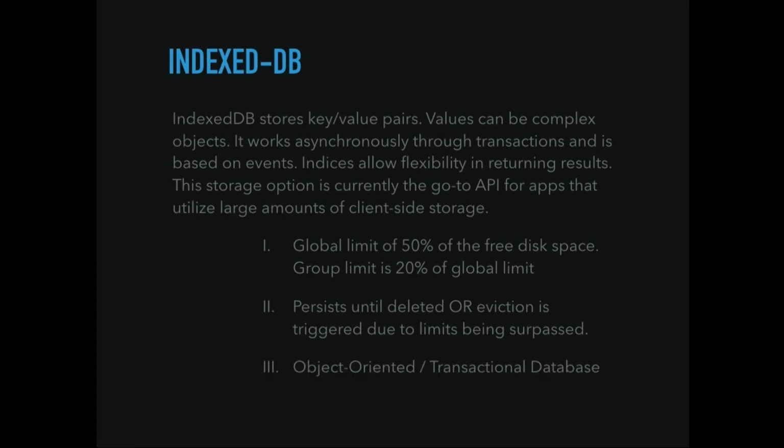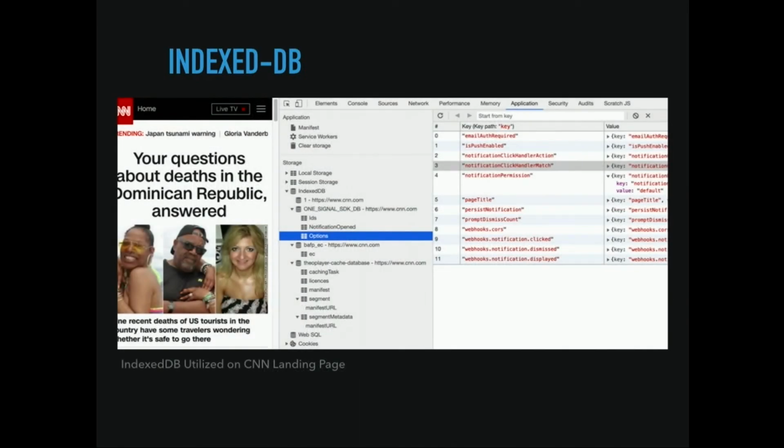And then it's an object-oriented transactional database. So it's really quite different than if you're using a relational database with SQL or even MongoDB. It took me a little bit to wrap my head around it. But here's a live example. This was CNN this morning. I realized I didn't have a screenshot for it, so I just screenshotted it this morning. And you can see all of the databases there under IndexedDB. So they're making very heavy use of it.